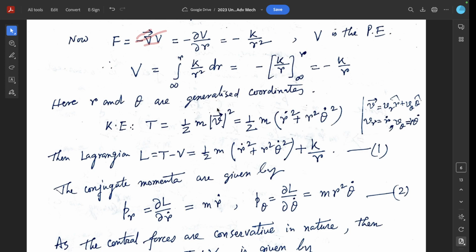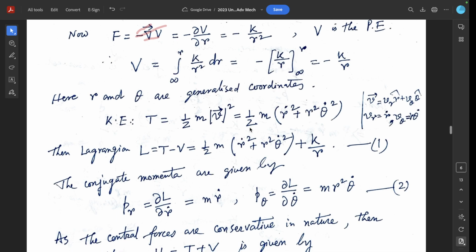Then r, theta are the generalized coordinates, and the kinetic energy T equals half m v squared, which is equal to half m (r dot squared plus r squared theta dot squared). And so the Lagrangian L equals T minus V, so half m (r dot squared plus r squared theta dot squared) plus k by r.